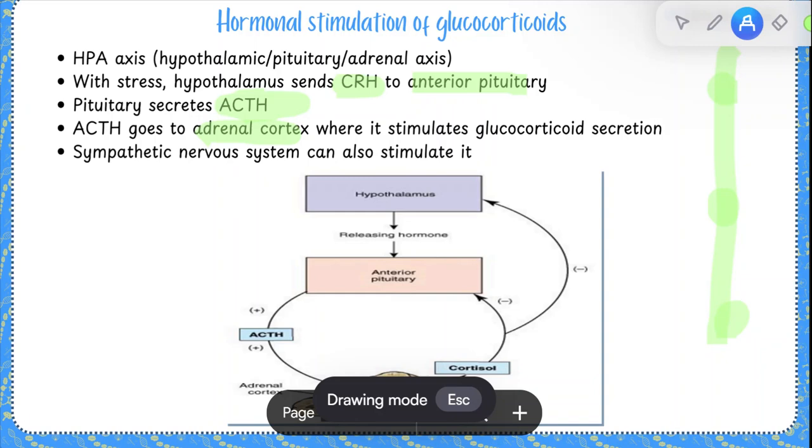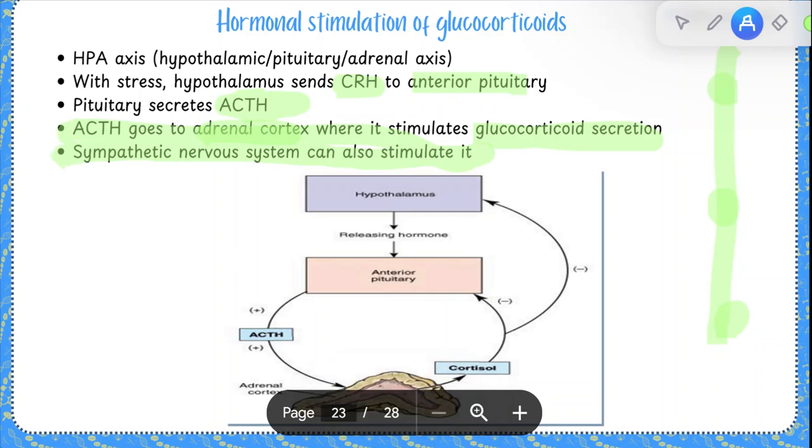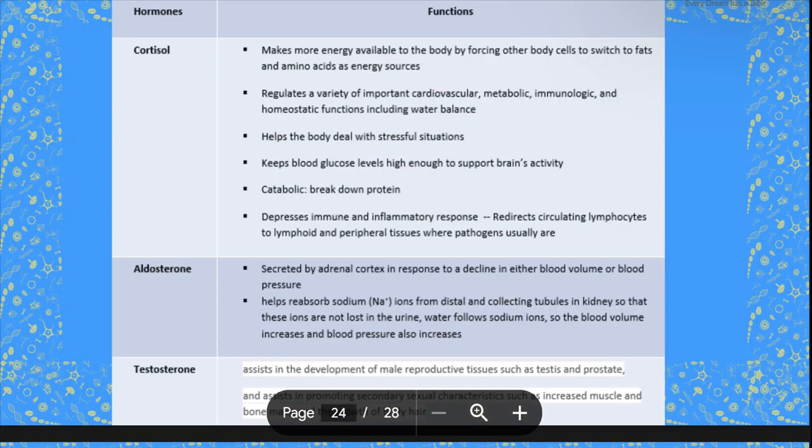Where it stimulates glucocorticoid secretion, and the sympathetic nervous system can also stimulate it. Sympathetic nervous system is a subdivision of the autonomic nervous system. ठीक है ना? So वो भी आपके क्या कहते हैं adrenal cortex को stimulate कर सकता है to produce adrenaline.